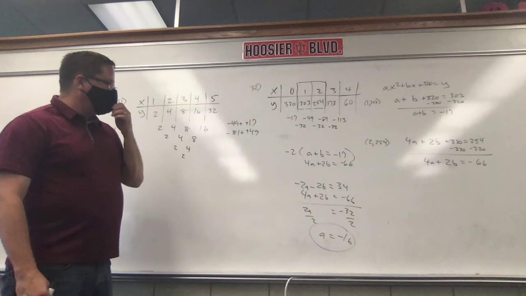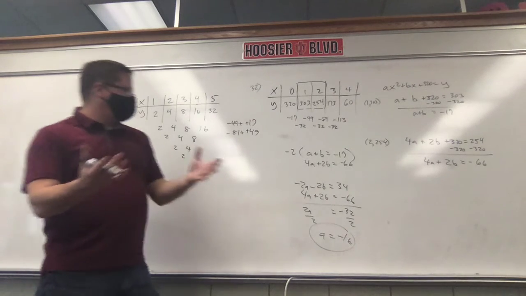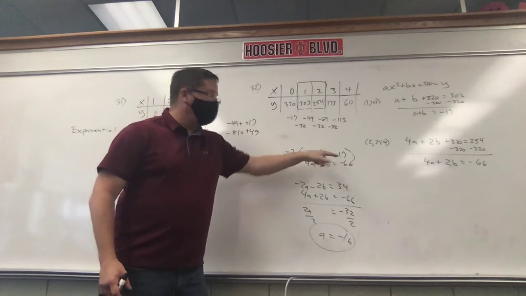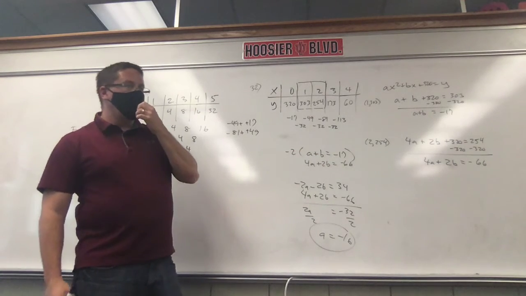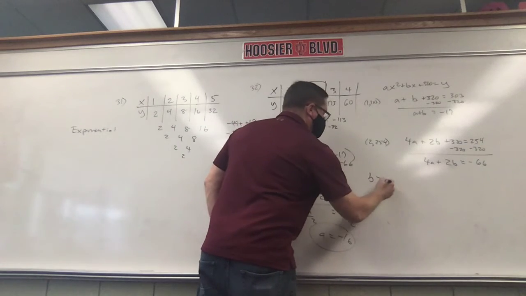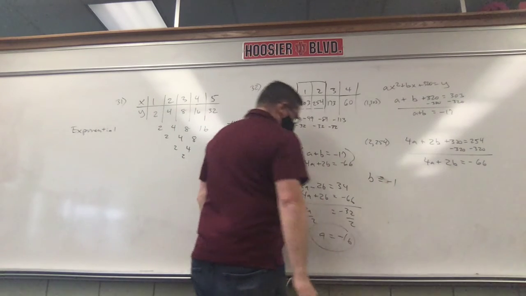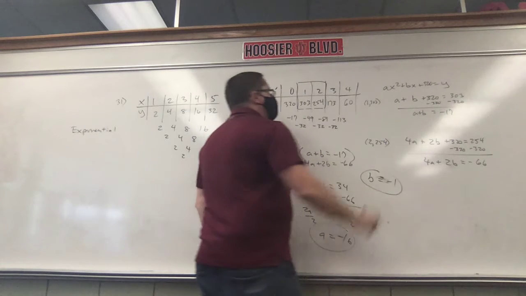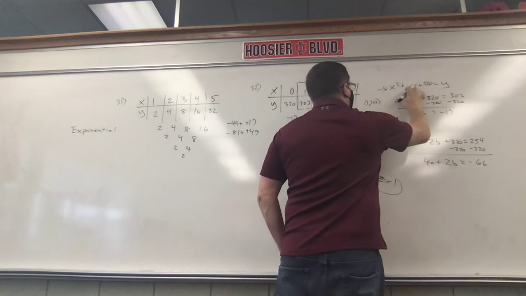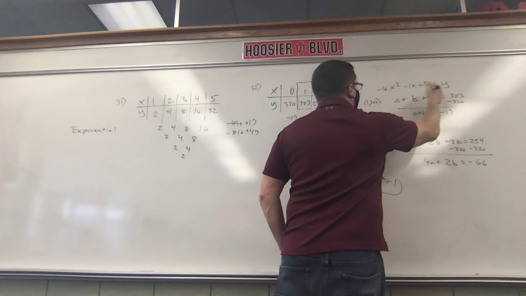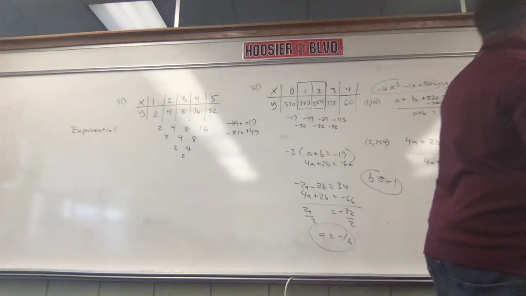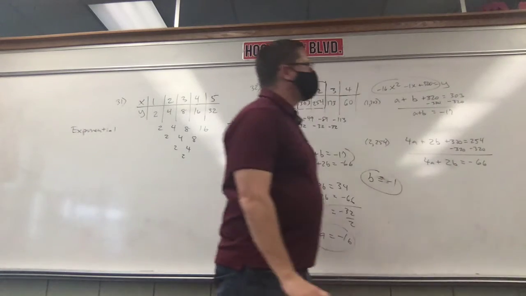Okay? Then we have to find out what b is. We should be able to do this in our head. If a is negative 16, negative 16 plus what gives you negative 17? What do I add to negative 16 to make it negative 17? b is negative 1. So our equation is negative 16x squared minus 1x plus 320. Is that a choice? I hope so. Minus x plus 320. Yep.